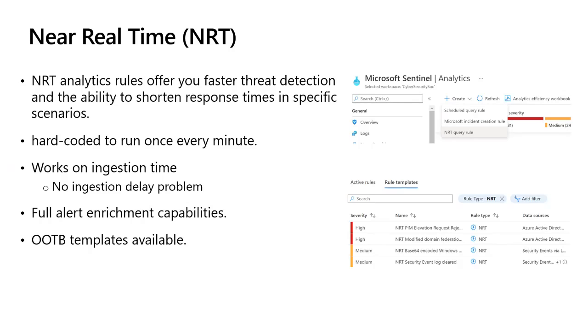Near real-time rules have the same alert enrichment capabilities as scheduled analytics rules, just like what you saw in the previous demo. However, alerts per event is not available, as near real-time rules produce a single alert that groups all the applicable events. I will also discuss other limitations in the next slides.